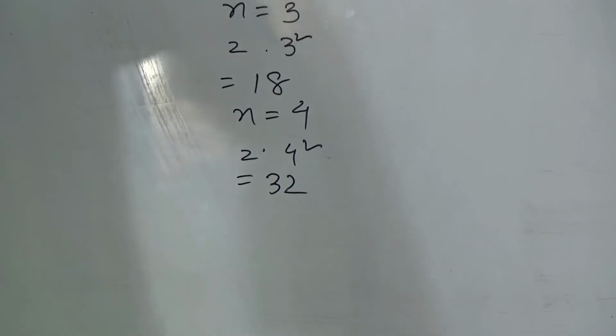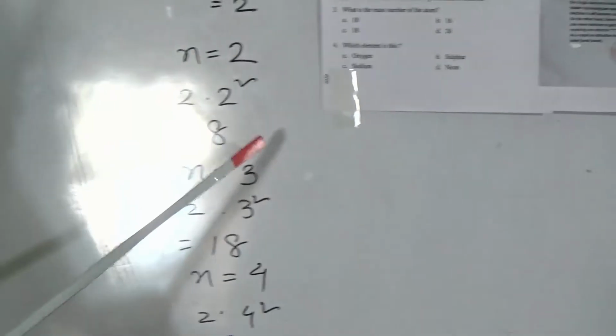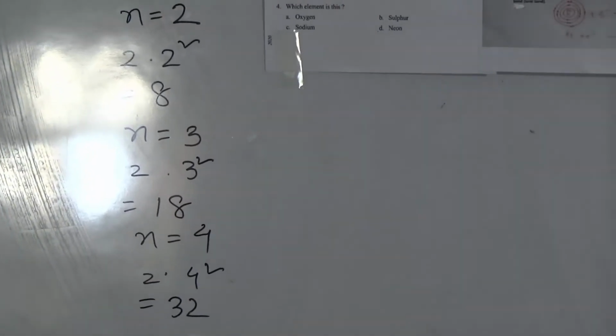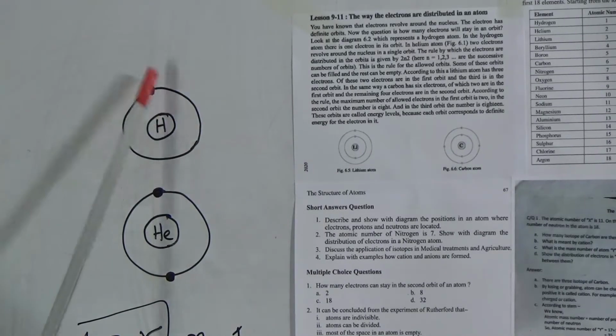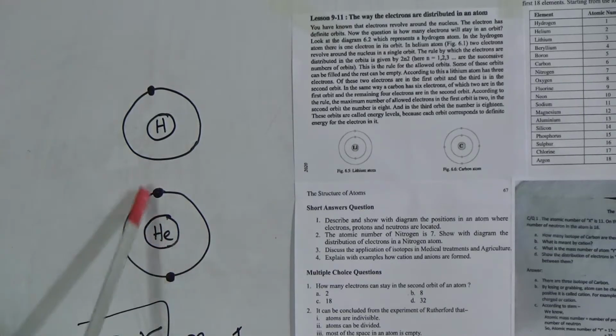By applying this formula 2n squared, we can easily find out that in the first orbit 2 electrons can stay, in the second orbit 8 electrons can stay, in the third orbit 18 electrons can stay, and in the fourth orbit 32 electrons can stay. This is why hydrogen has only one orbit with one electron in the first orbit, and helium has 2 electrons, and because 2 electrons can stay in the first orbit, helium also has only one orbit.